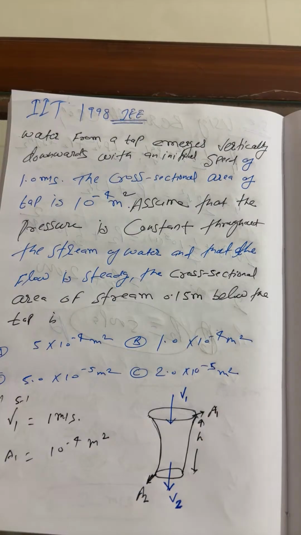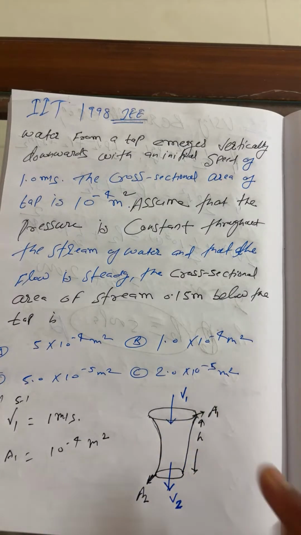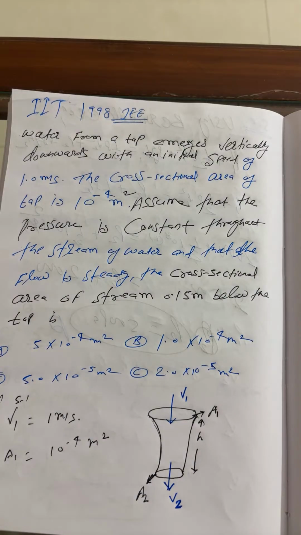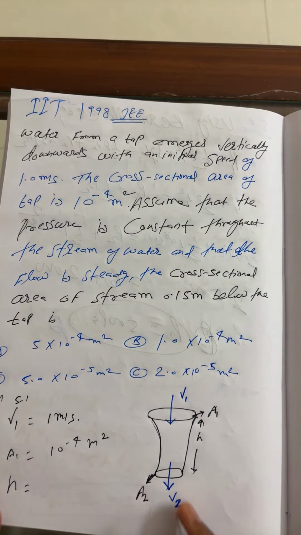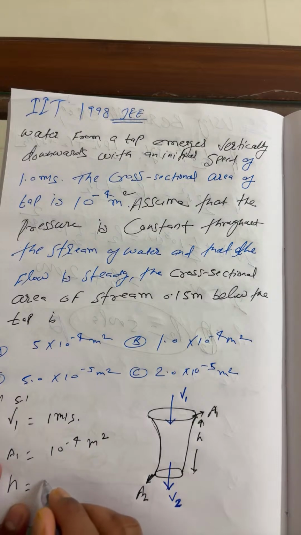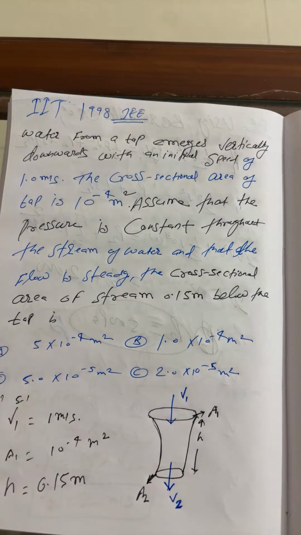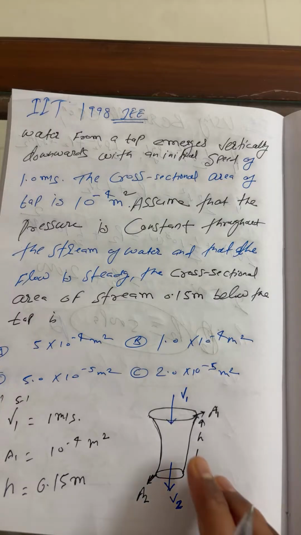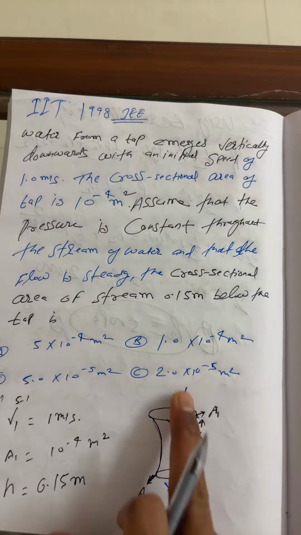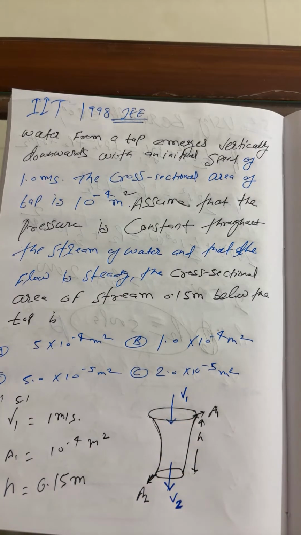Got it? Okay. Then let's assume that pressure is constant throughout, meaning pressures P1 and P2 remain the same. The fluid is steady. This H is mentioned here: 0.15 meter. So from conservation of energy we can apply this, because pressure remains constant.